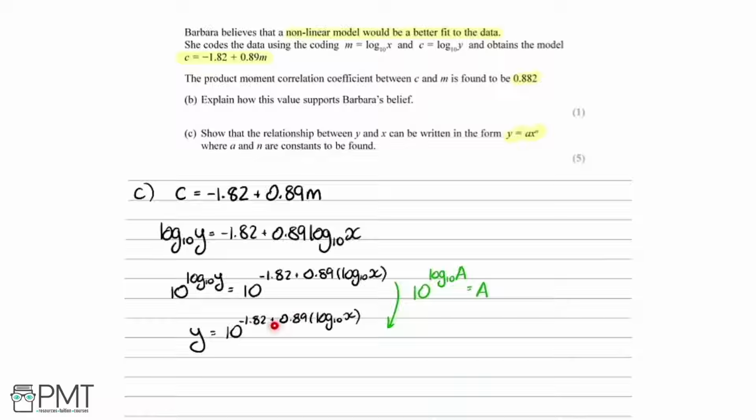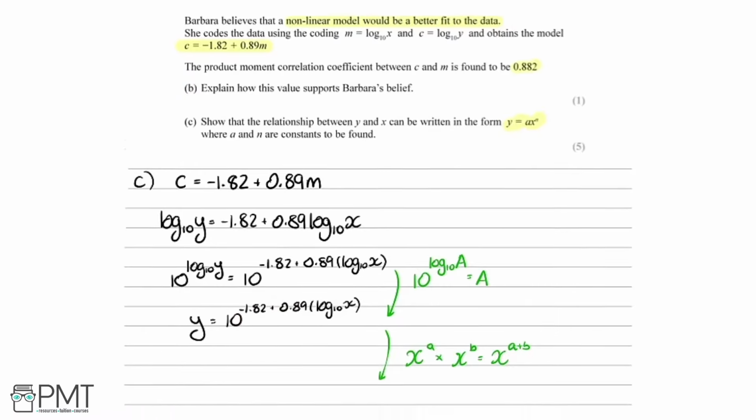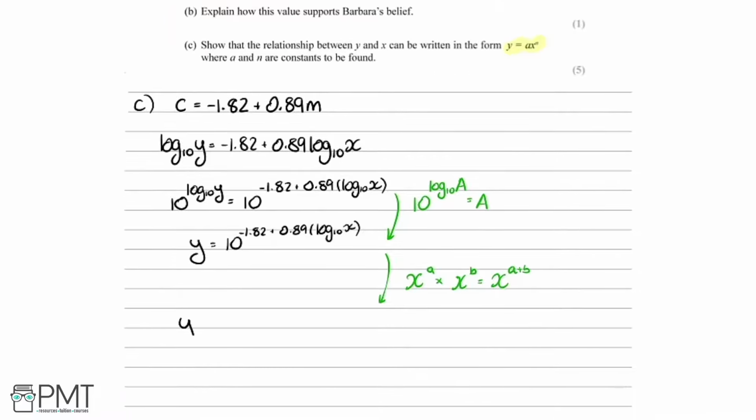Next, I'm going to split this up using our indice laws. We know this indice law where we add the powers, but I'm going to use it in reverse. So I'm actually going to split this up. I'm going to say y equals 10 to the power of minus 1.82 multiplied by 10 to the power of 0.89 multiplied by log of x.